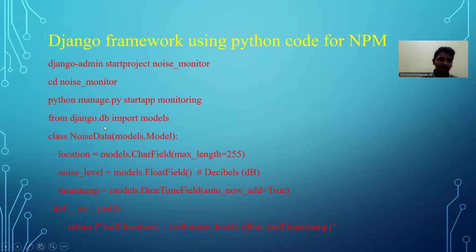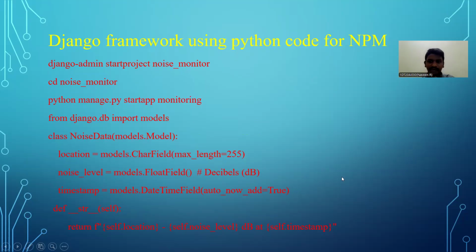And now we will be building the models for the noise data, from django.db import models. The noise data model stores location. Location is a string of maximum length 255. It represents the place where the noise was recorded. And noise level equals models.FloatField.